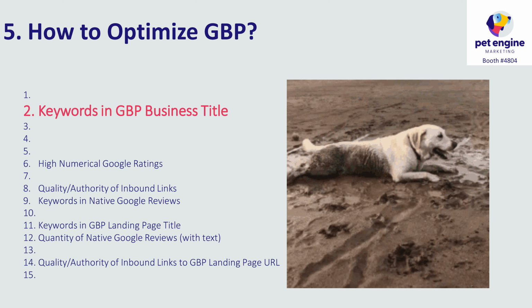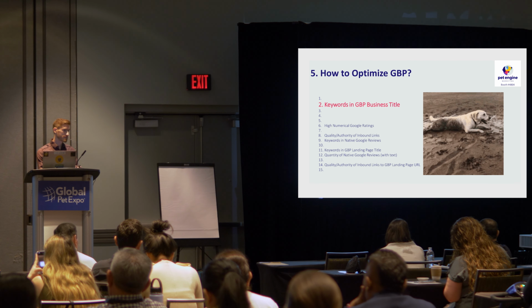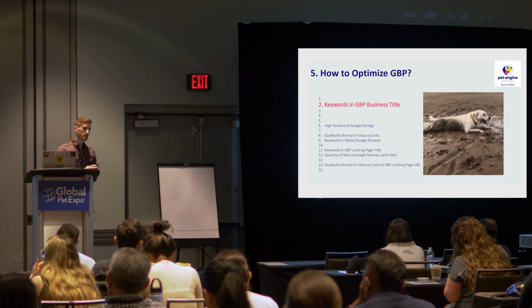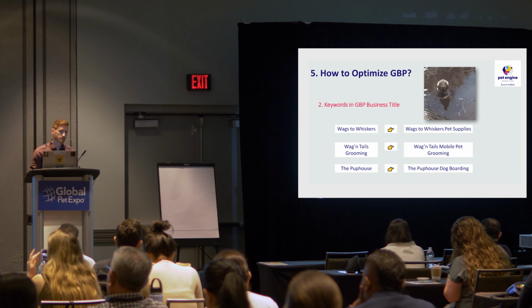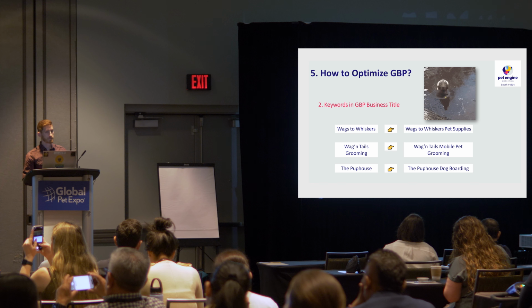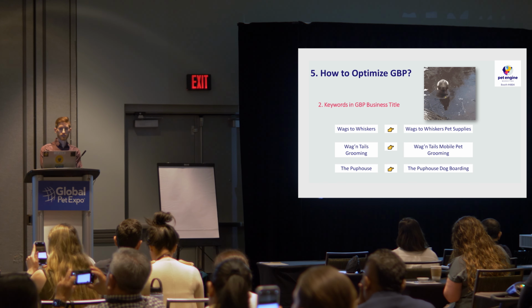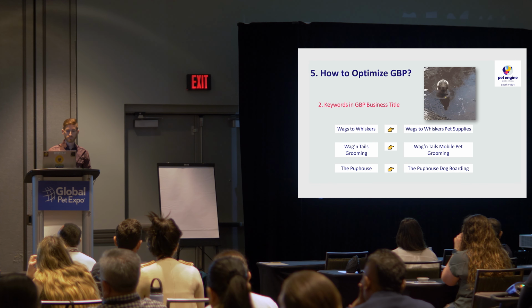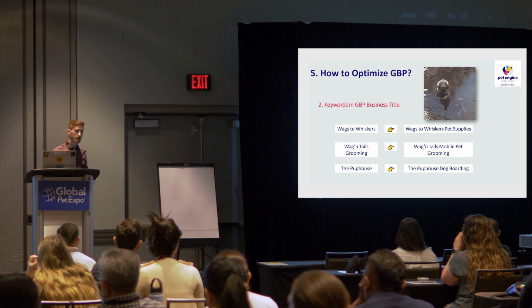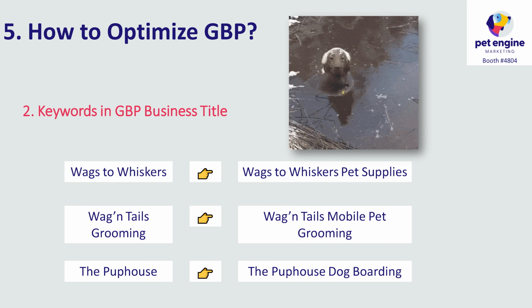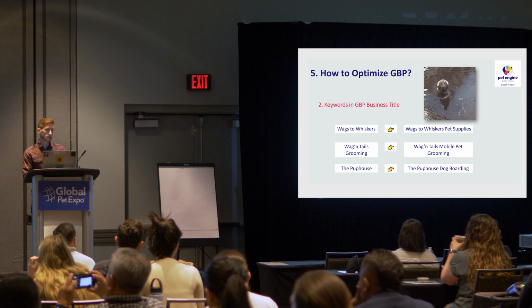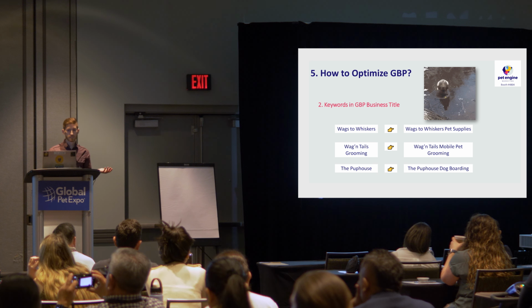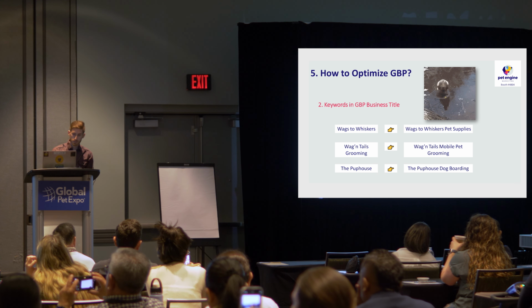Like I said, I think it can be a little bit muddy, and there are some examples that work so long as they help people identify the type of business that you're running. Here are a couple of examples. Let's say you've got a pet store, or maybe it's a grooming salon or trainer or whatever. It's called Wags to Whiskers. I think you can realistically change this to Wags to Whiskers Pet Supplies. I think something like Wag and Tails Grooming could also be Wag and Tails Mobile Pet Grooming. I also think the Pup House could be something like the Pup House Dog Boarding.